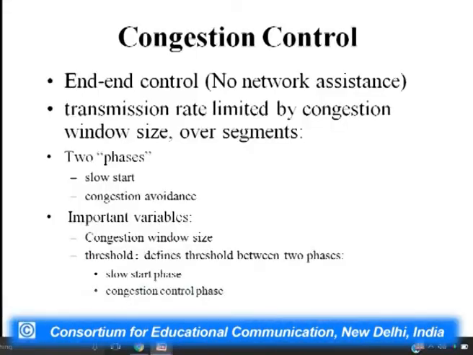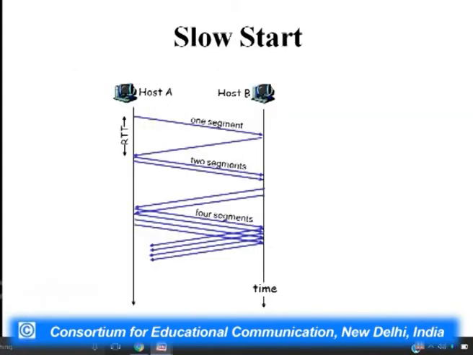One of the important things here is that it is done in two phases. First is slow start and then congestion avoidance. That is how TCP works. The congestion window size is important. Depending on the congestion window size, we will send data, and the other variable is a threshold. These are two important points, and I will quickly explain them.